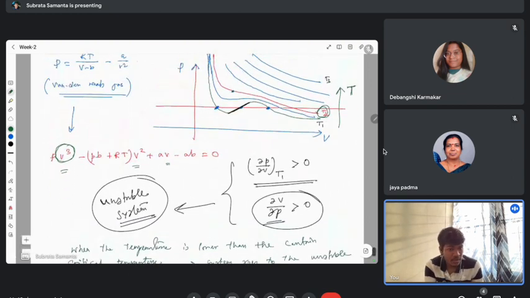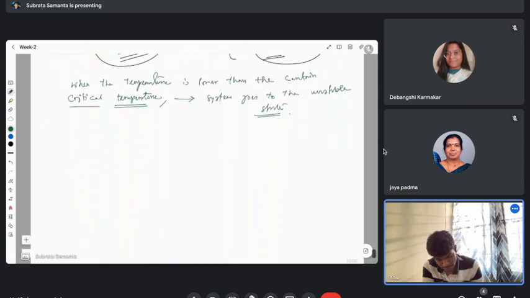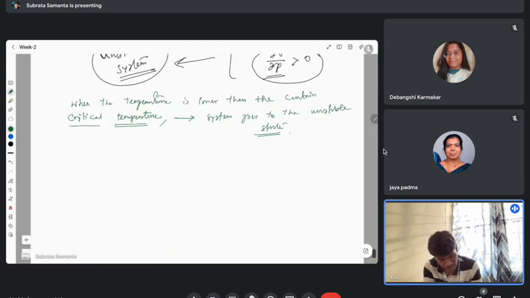In this case we say that there is one minima and there is one maxima. But in the critical isotherm curve, there is no minima, no maxima, it's a point of inflection. So when the temperature is lower than the certain critical temperature, the system goes to the unstable state, and the corresponding isotherm curve is called the critical isotherm.